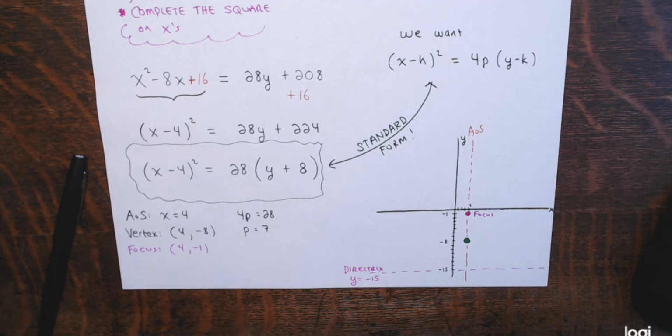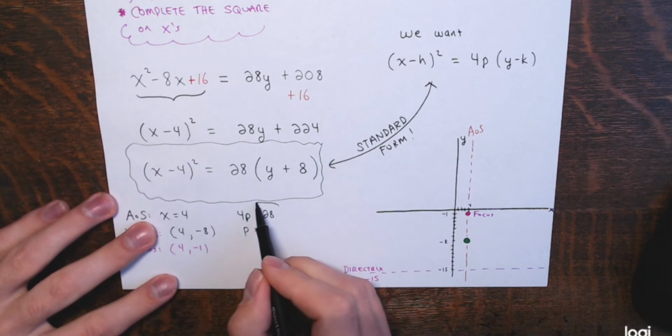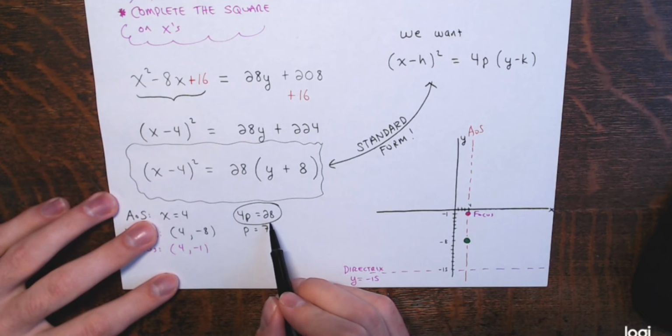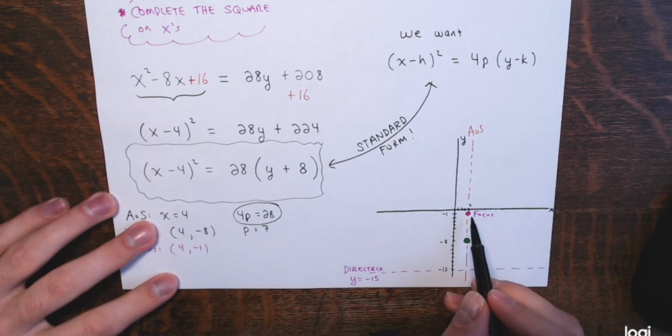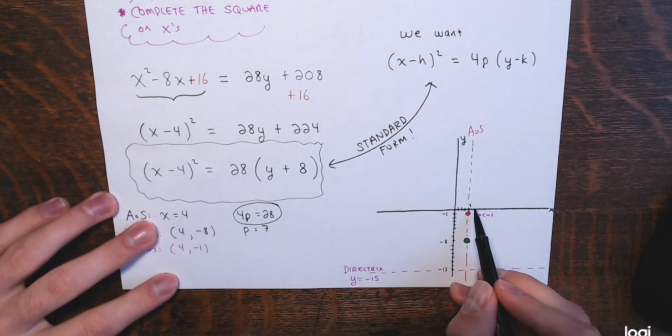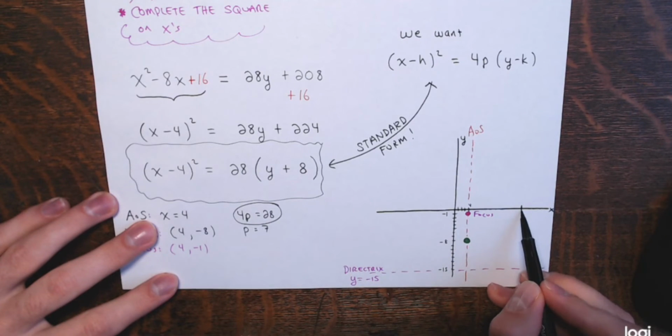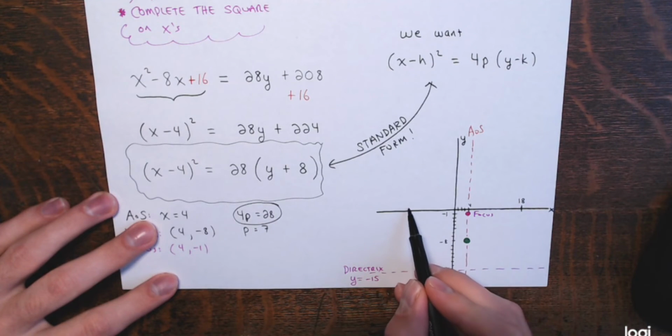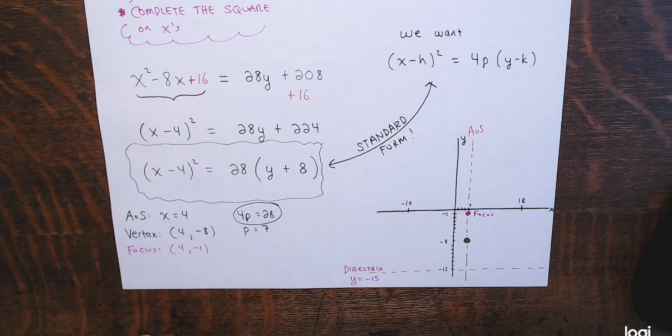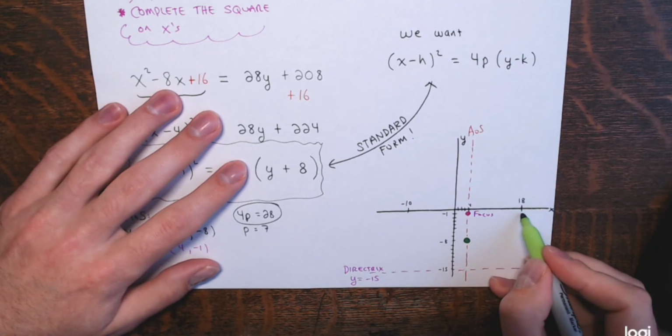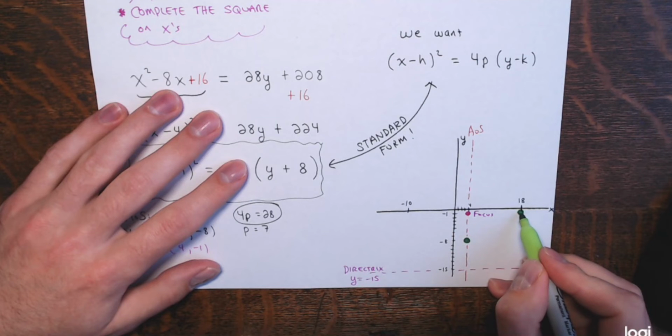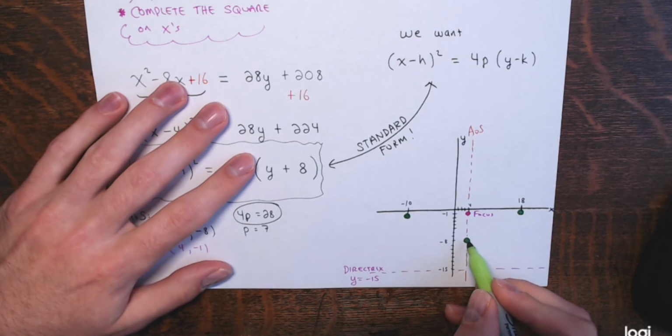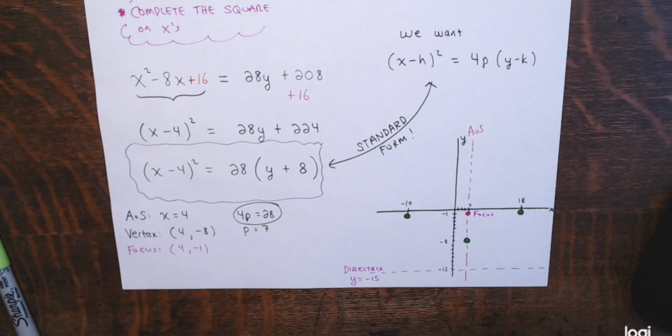And then those ends of the latus rectum, right? Remember this 4p, the absolute value, which is 28. 28 is the length of the latus rectum. You cut that in half, it's 14, and it's got to be horizontal. So from the focus, I go 14 units to the right. 4 plus 14, that's 18. And then 4 minus 14 is negative 10. And here are the points on the ends of the latus rectum. One's at 18, negative 1. The other's at negative 10, negative 1. And here's the latus rectum.